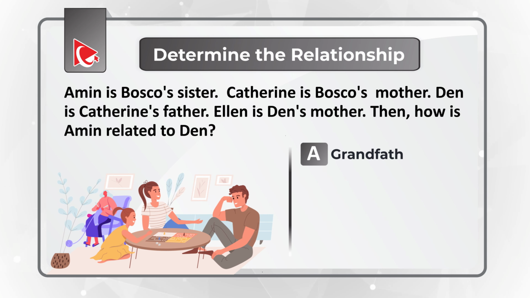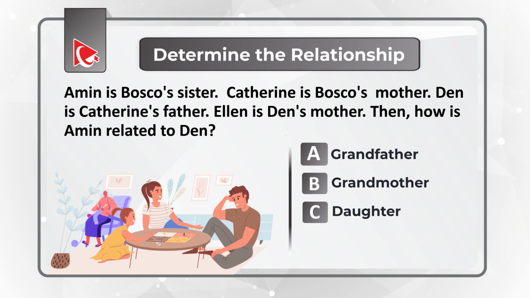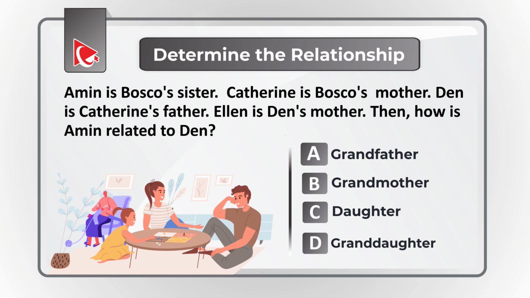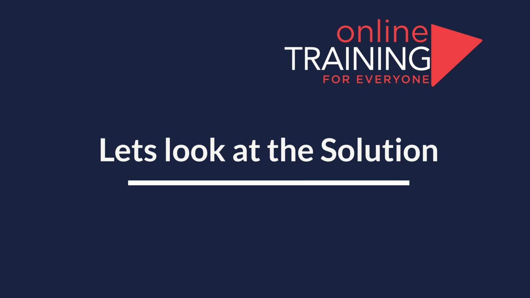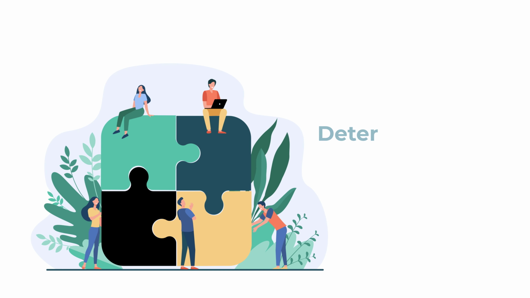Choice A, grandfather. Choice B, grandmother. Choice C, daughter. And choice D, granddaughter. Give yourself a little bit of time to see if you can navigate in this puzzle and get to the correct solution. Ready or not, I am going to move forward, reveal the answer to you, and explain how I got to the solution. And as usual, if you have a better way to solve it, please make sure to share in comments.